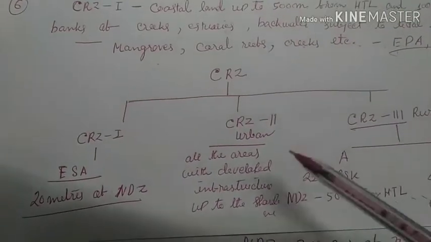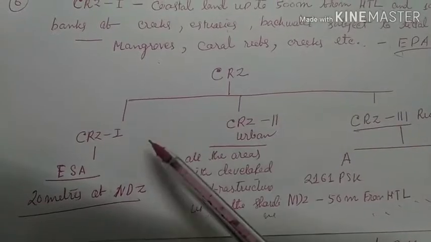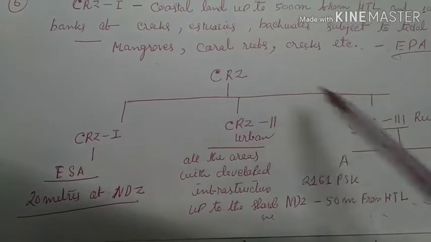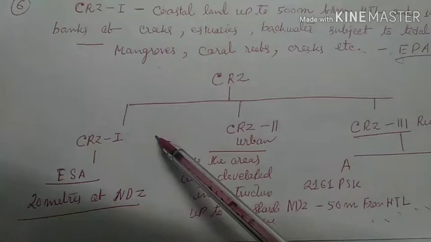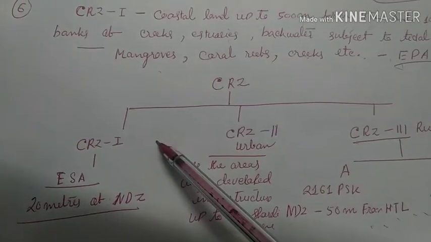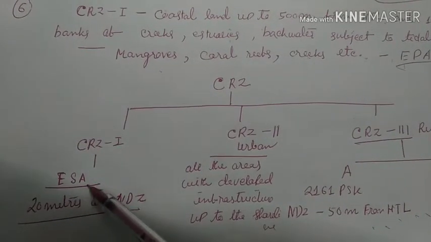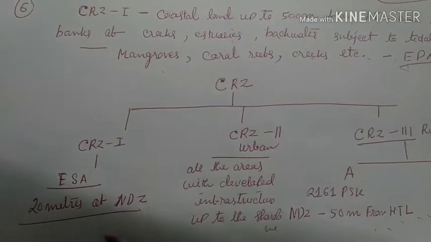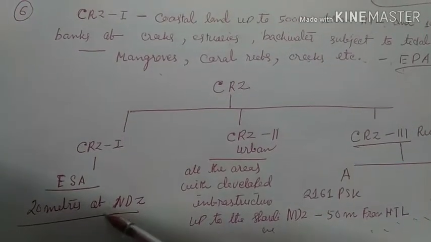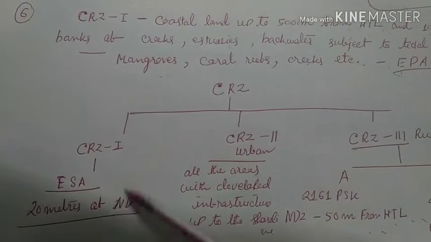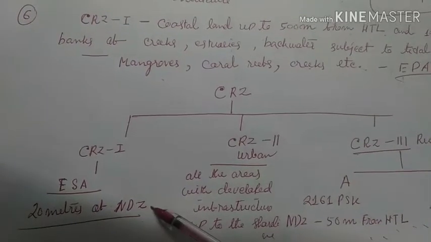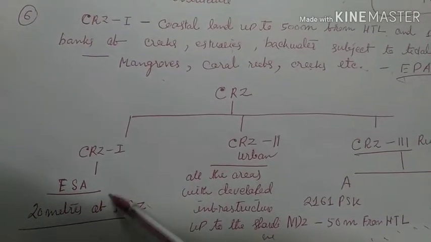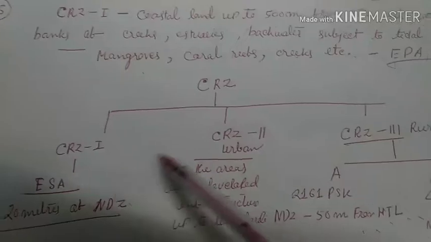The coastal regulation zone has been divided into three parts: part 1, part 2 and part 3. Part 1 is actually those areas which are very valuable from environmental point of view. They are ecologically sensitive areas, and here 20 meters around such areas has been declared as no development zone. Means up to 20 meters there will be no development here.